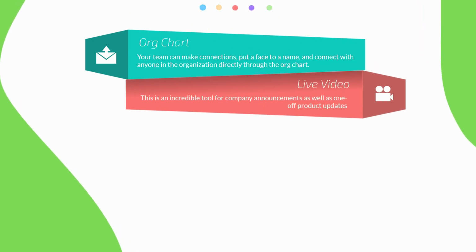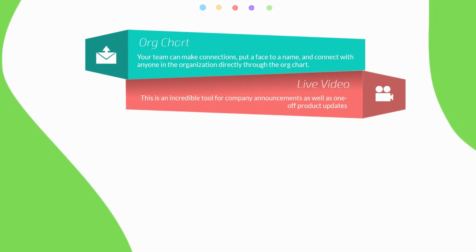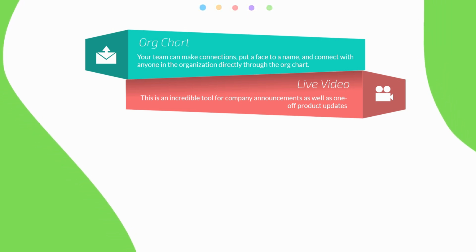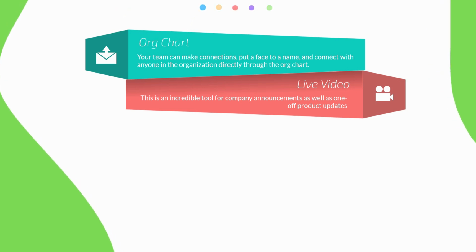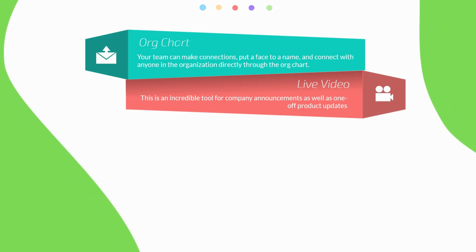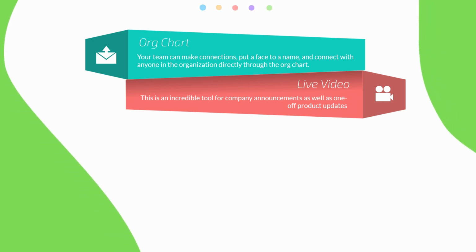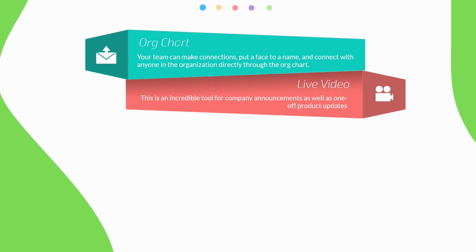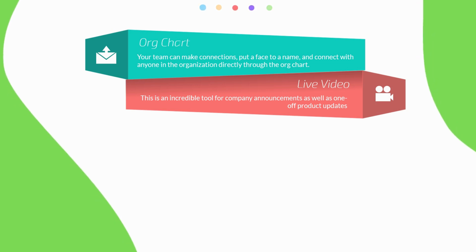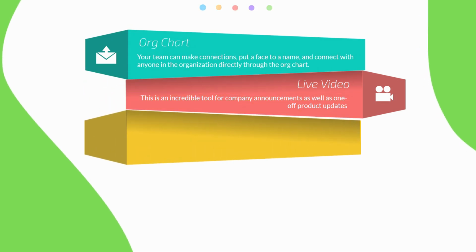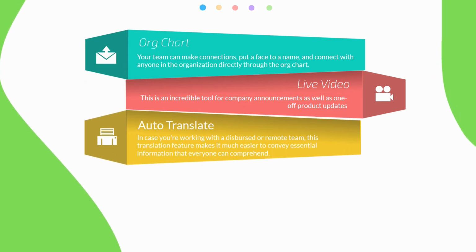Live video. Live video is used to broadcast a video message to specific groups or all of Workplace without a moment's delay. Team members can comment on these videos with questions and connect directly with the presenter of the video. This is an incredible tool for company announcements as well as one-off product updates. Video is useful in bringing colleagues together, and it can be used to build on the culture that is made within Workplace as a whole.